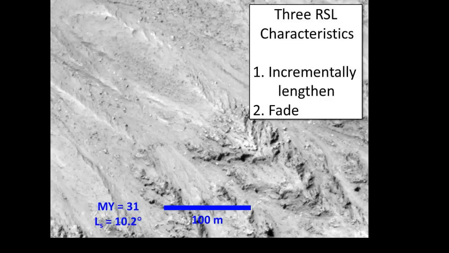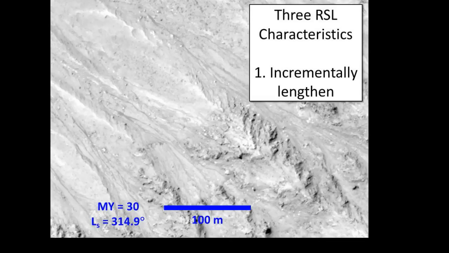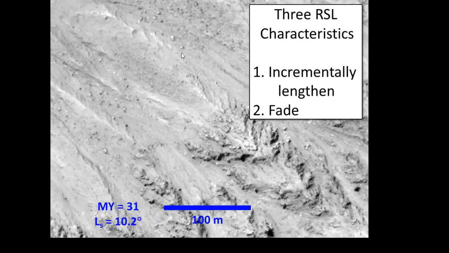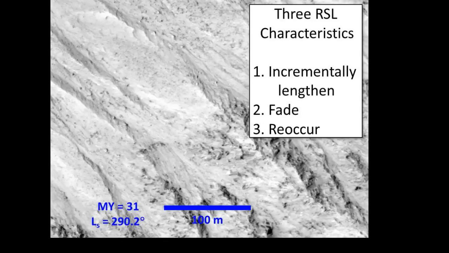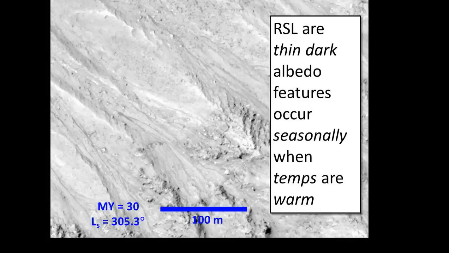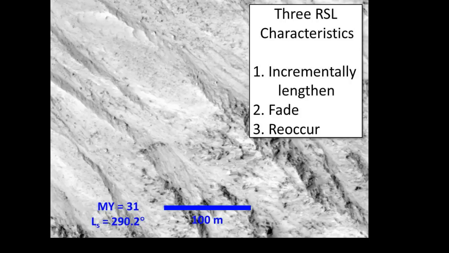The second characteristic is they must fade away. So you can see your RSL, just look at your favorite RSL here, and then bam, it's gone. It's faded away, and then they recur year after year. So before we were in Mars year 30, now we're in Mars year 31, and they're starting to come back here. You can see this RSL right here.